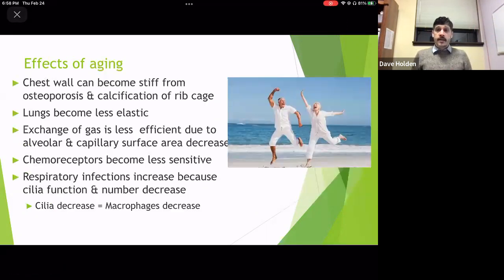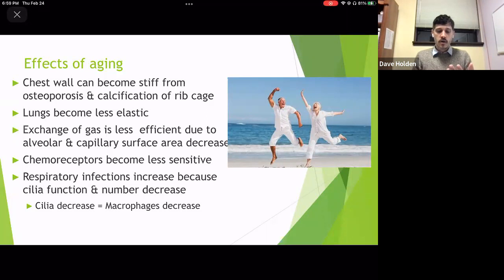All right, aging. The effects of aging are also apparent on the respiratory system. Because of bone conditions like osteoporosis and calcification of the rib cage, if the ribs don't move like they're supposed to, then the chest walls become too stiff, and now the lungs don't have enough space to expand. That caps your lung volume. If we can't drop the floor and raise the ceiling and give them space to expand, then they can't expand. So you're limited in how much air you can take in.